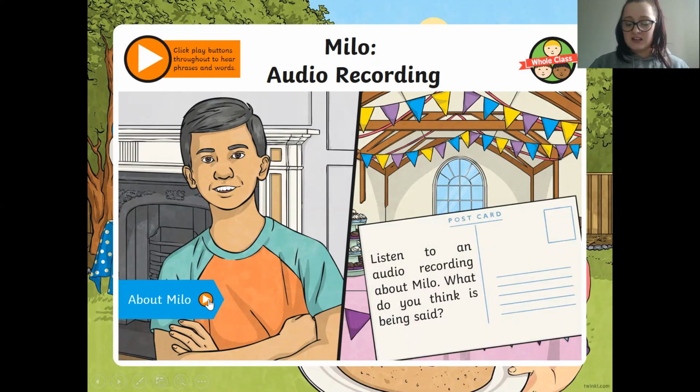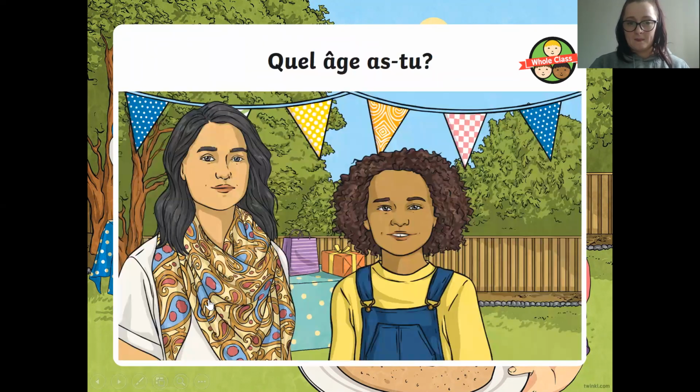So, j'ai 10 ans. So I wonder what age he's going to be. Who knows? I think he might have been 10. Let's have a look at another one.